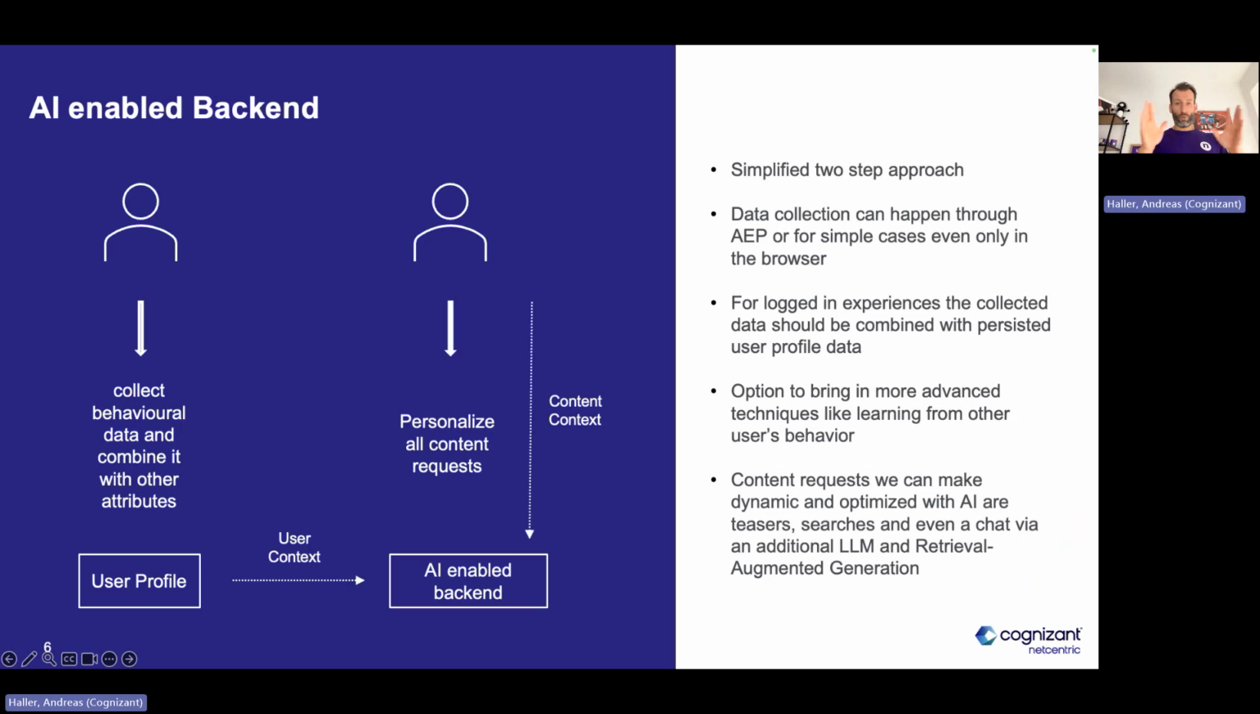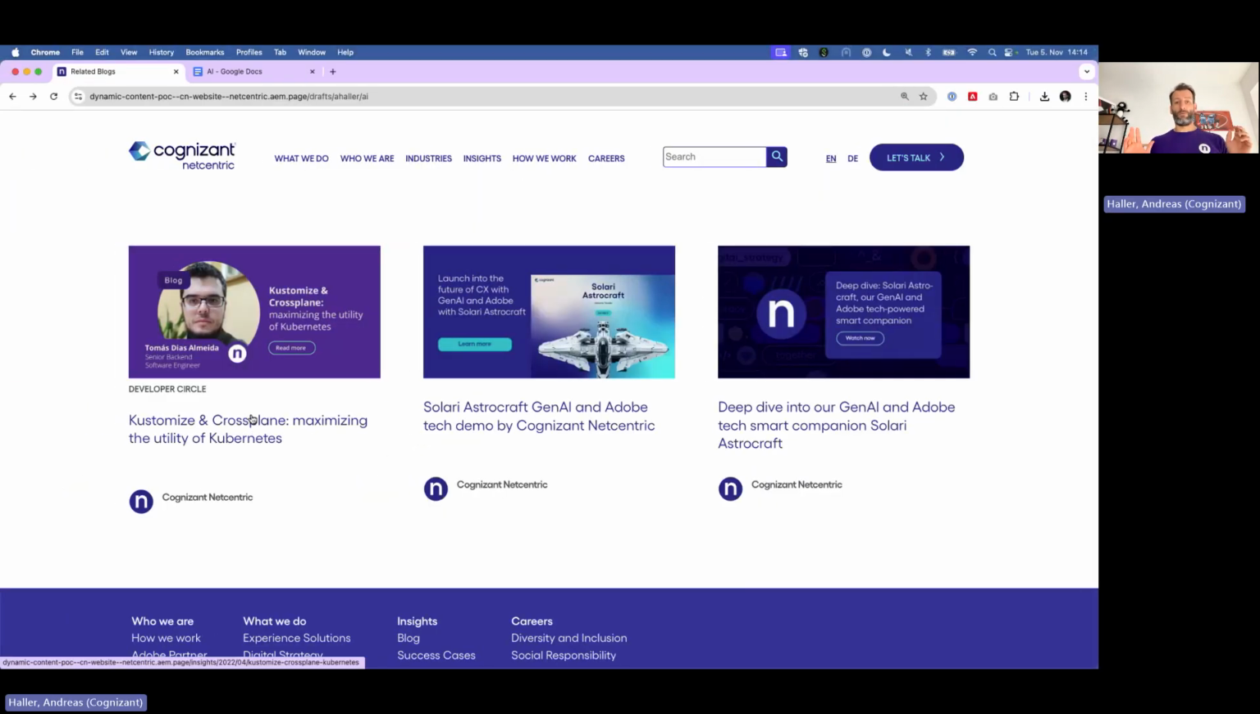So with this two-step approach, collecting and then interpreting data, I want to go deeper already in our demo here. I have set up a proof of concept based on our website. And as an example, I have used this teaser presentation. Those three teasers, at the moment, are completely anonymous. So none of my user behavior went into selecting those three.